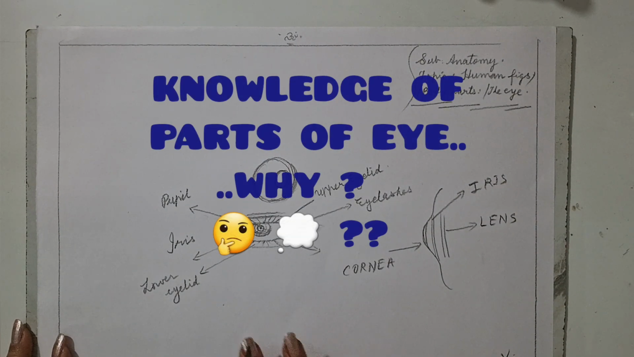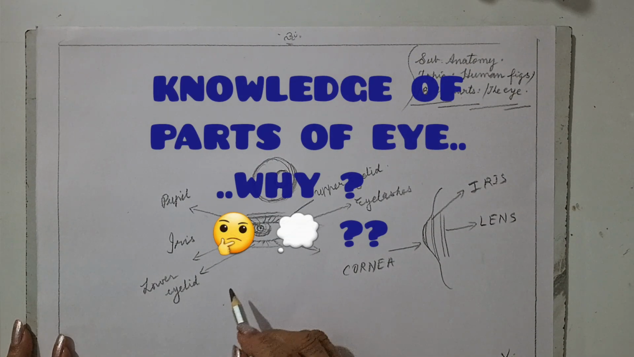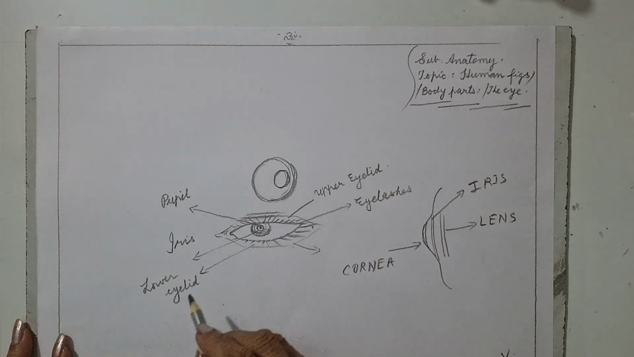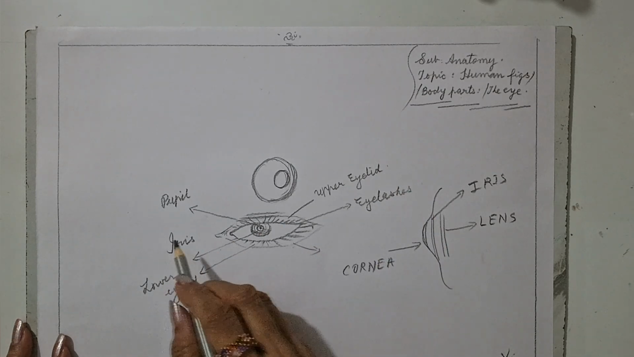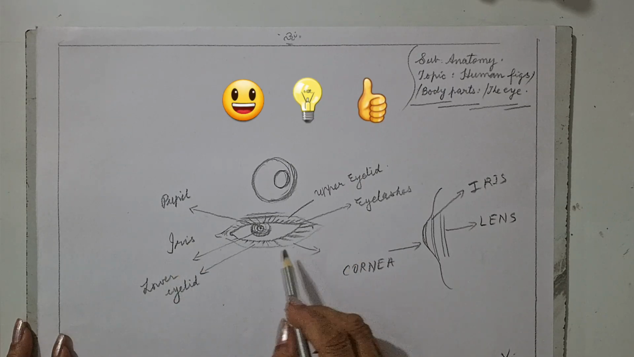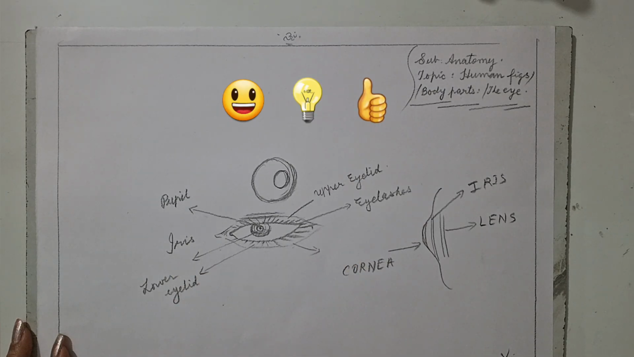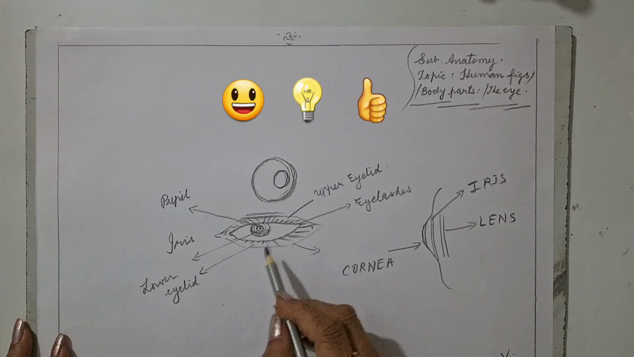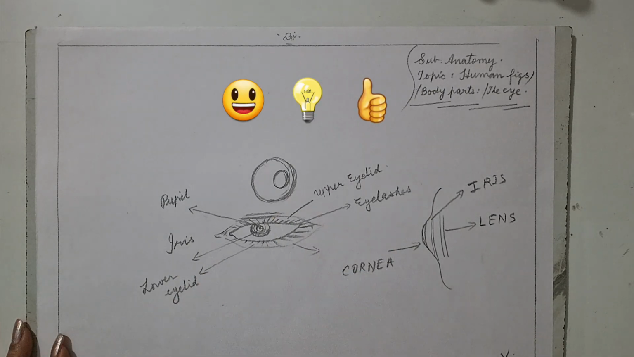Why did I teach you this? Because if you have to correct your drawing and have to say you have to darken the pupil, or you have to give more shade to the iris, or work on your lower eyelid, then you should know the parts.